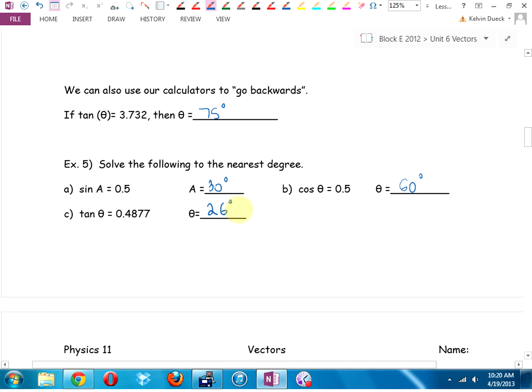The 0.5s in Math 12, you often end up memorizing them because they show up so often. So I was able to do those ones in my head because I got them memorized. I know sine of 30 is 0.5. I know cosine of 60 is 0.5.